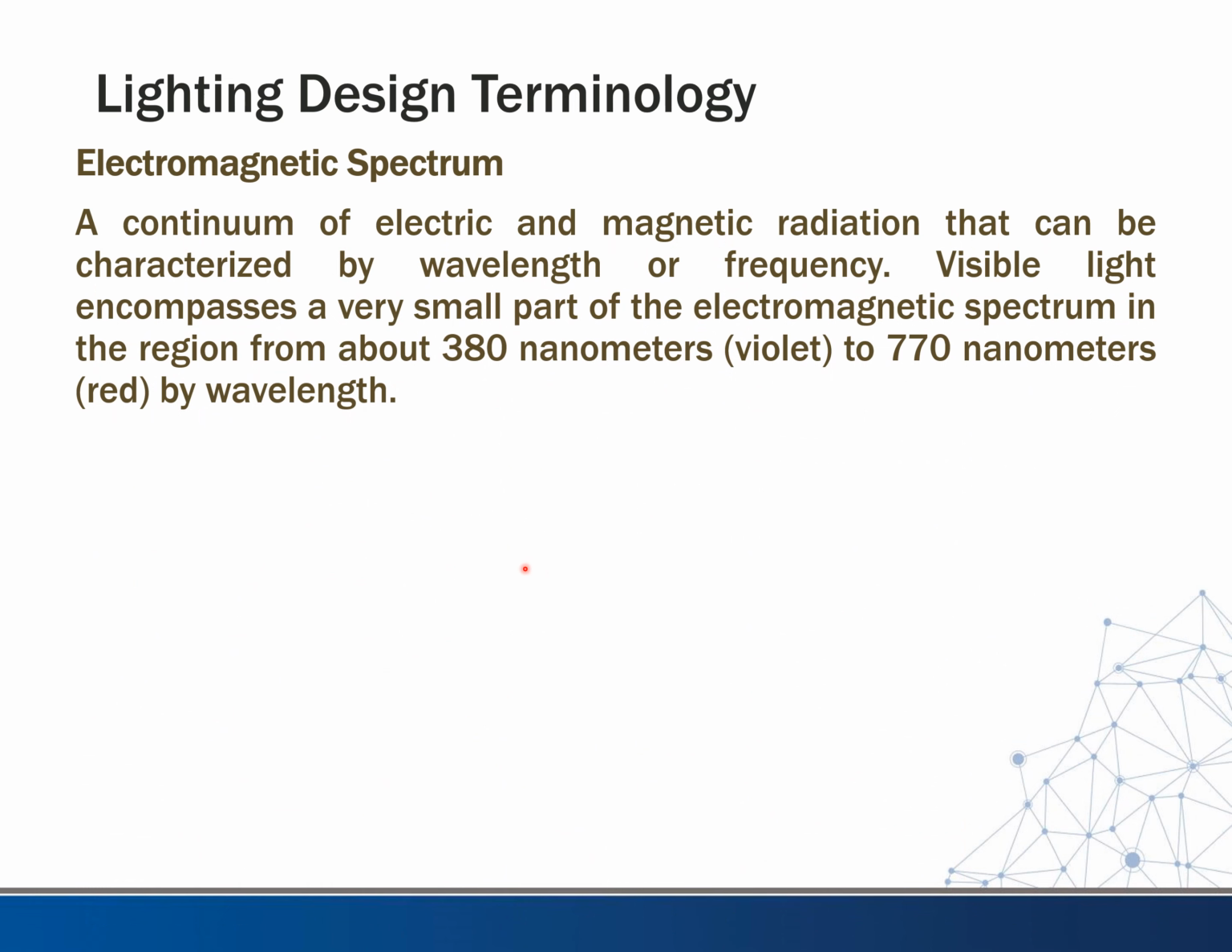So looking at some definitions, the electromagnetic spectrum, which we just saw a graph of, is a continuum of electric and magnetic radiation that can be characterized by a wavelength or frequency. Visible light encompasses a very small part of the electromagnetic spectrum, in the region from about 380 nanometers, which is violet, all the way down to 770 nanometers, which is red, by wavelength. So again, referring back to the graph we just saw, that pretty much correlates with what we saw there. Just for reference, a nanometer is a unit of wavelength, and it's equal to 10 to the minus 9 meters, so very small.